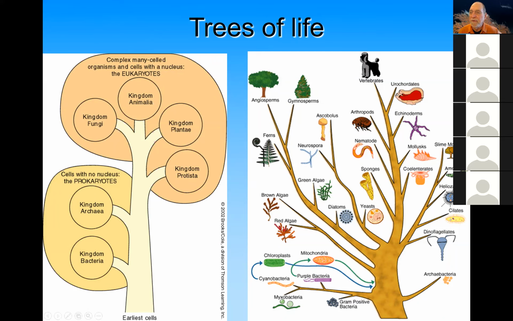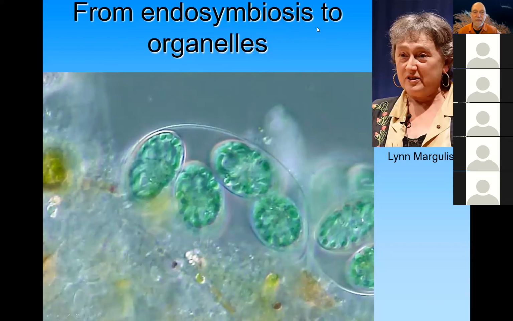But there are problems with this tree of life, and trying to understand how these different things came together. One of the most important insights was gained by this woman, Lynn Margulis. Lynn Margulis is kind of a controversial figure. She had a lot of different opinions. She was very forceful in the way she presented things.